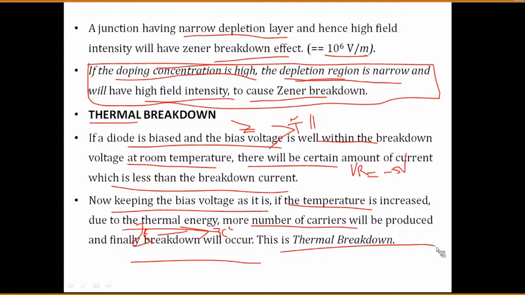If any breakdown occurs due to a strong electric field, that is a Zener breakdown. The breakdown that occurs due to larger reverse voltages is nothing but your avalanche breakdown. That's it. This is with respect to your breakdown mechanism.